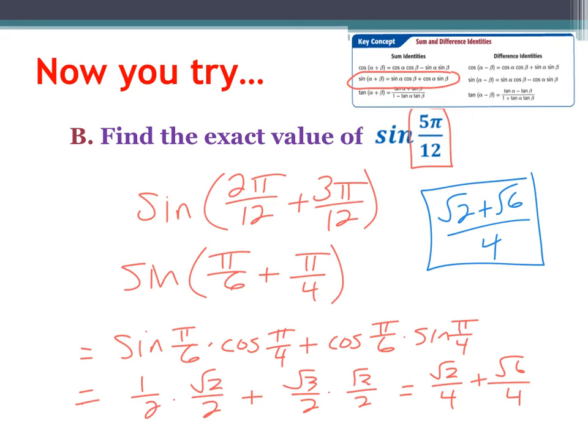And if you noticed, a lot of the problems today ended up being some variation of square root 2, square root 6 all over 4, which you might find with a lot of the sine and cosine ones. The tangent ones end up being a little different because we have to simplify further. But there's our answer.